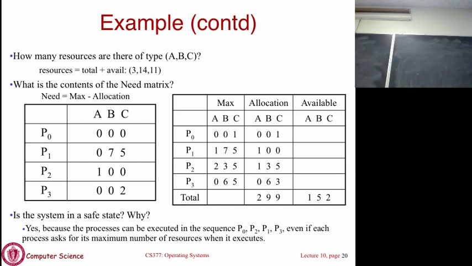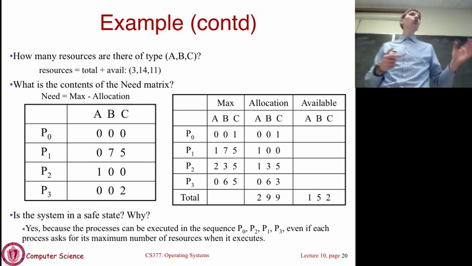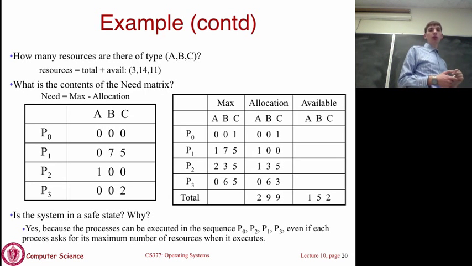I won't do all the intermediate steps, but basically, P0, P2, P1, P3 is a sequence that will be able to run everyone to completion, and they'll get all of their maximum resource allocations. Right? So as long as we can find one such sequence, then we're still in a safe state. And that's essentially what Banker's algorithm was doing, looking for a sequence of threads that we could run one after another that would ensure that we can actually do this.